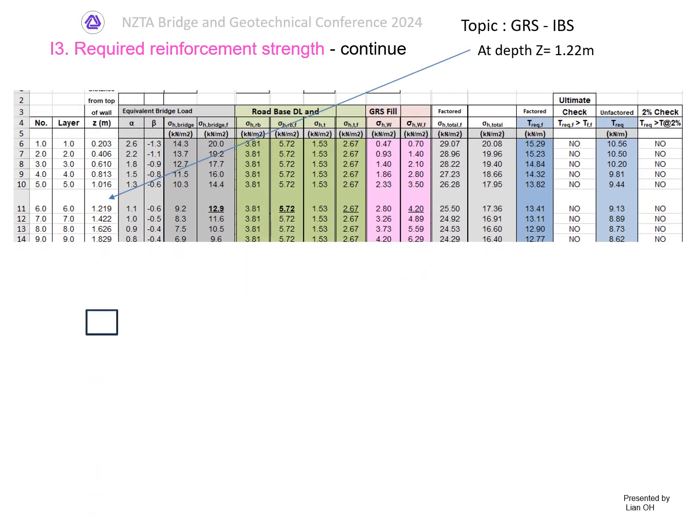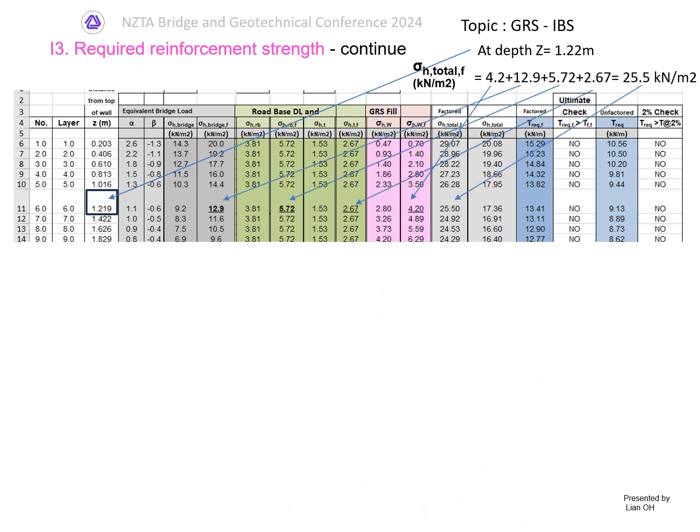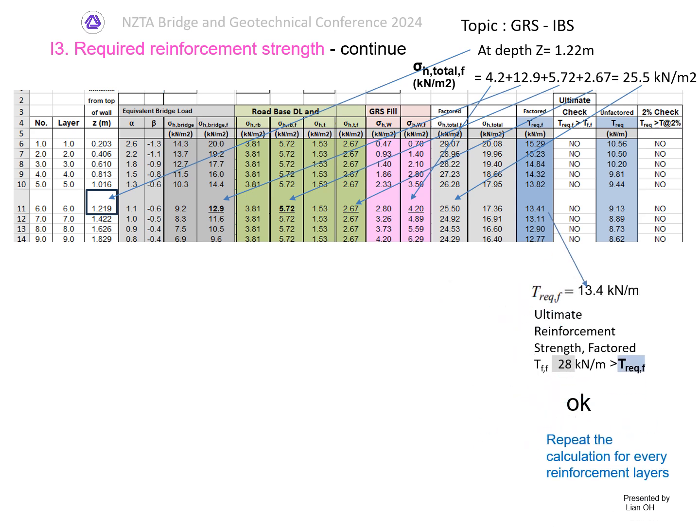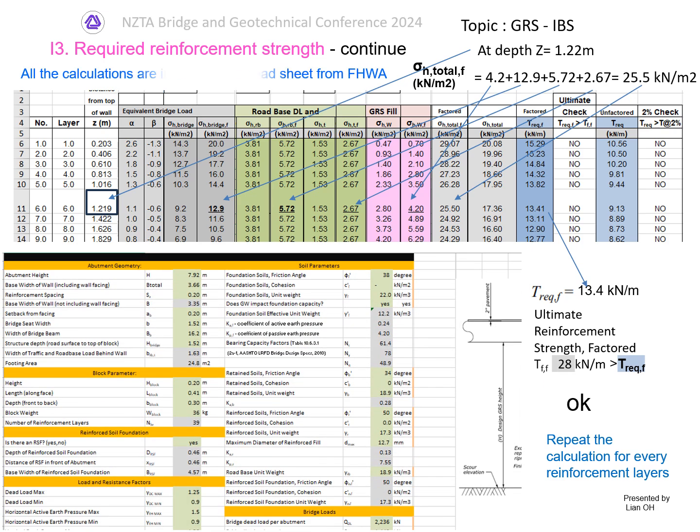With all the stresses of interest obtained for a given depth, the required reinforcement strength can be calculated, and it shall be less than the factored ultimate reinforcement strength. Each calculation shall be carried out for every reinforcement layer. Fortunately, all the calculations are in an Excel spreadsheet available from FHWA.